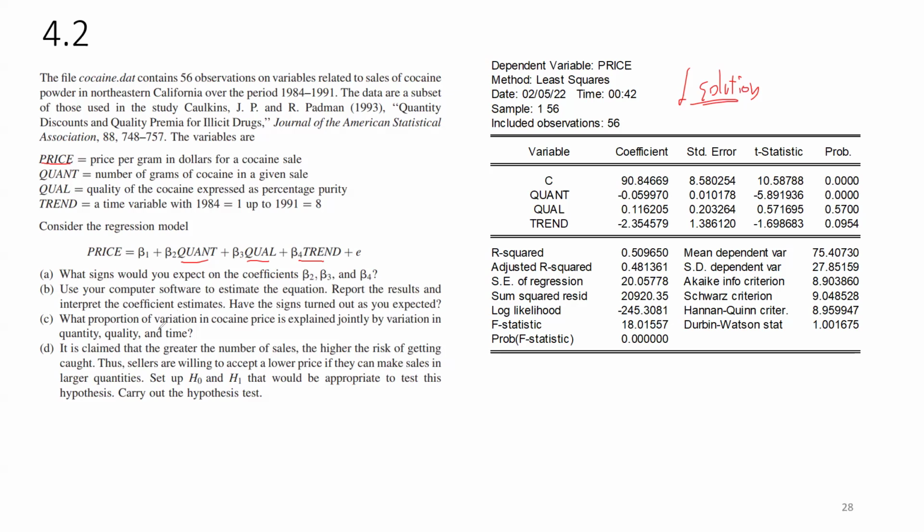D, what proportion of variation in cocaine price is explained jointly by variation in quantity, quality, and time? So this type of question is an overall F test. So you can use the Wald F to answer me.